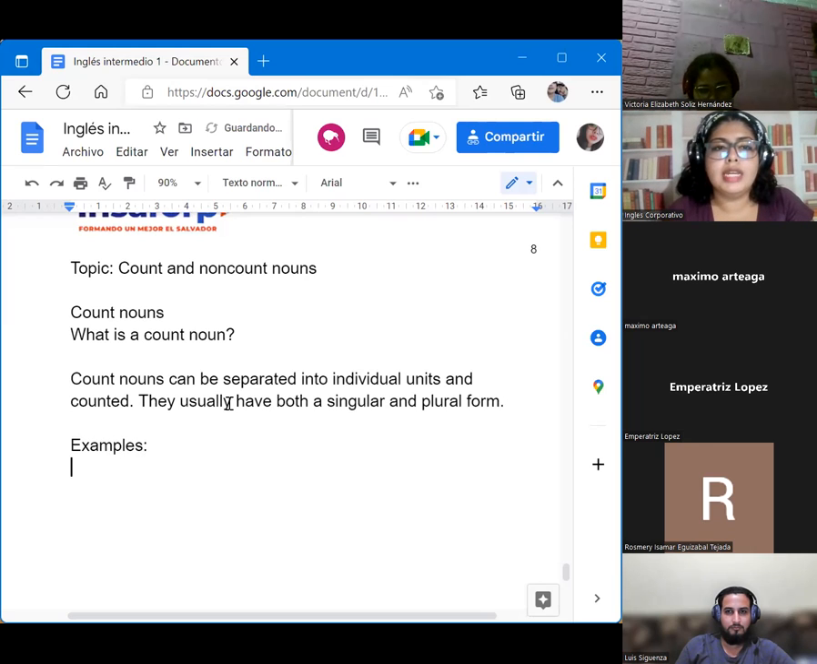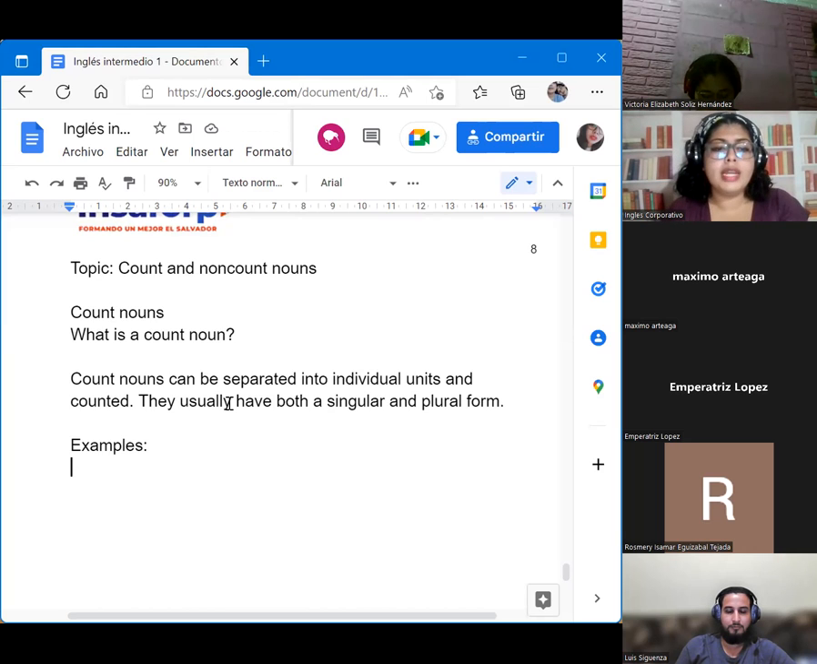And we are going to see examples in plural and in singular in this case. We're going to see the same word in singular, and also we are going to have the same word or thing in plural. Vamos a ver en los ejemplos el mismo objeto, por así decirlo, pero lo vamos a ver en singular y en plural. O sea, el mismo objeto en las dos formas.